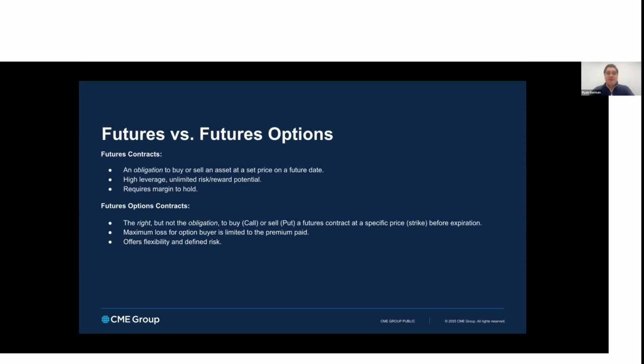When you think about options, the maximum loss for an option buyer is limited to the premium paid. So what that means is if you buy a call option on the S&P 500, your maximum risk on that trade is the cost you paid for that option, because you didn't just go in and buy the contract, you bought the right, not the obligation, to that contract. So you bought the right to exercise. If you buy a call or you buy a put, right there, that's going to be your total max risk on that trade. What this does is it offers flexibility and defined risk.